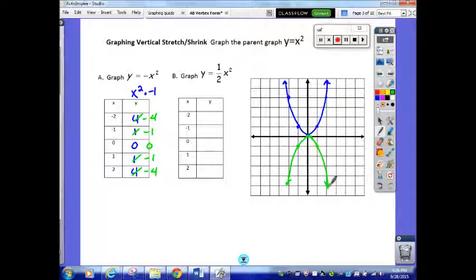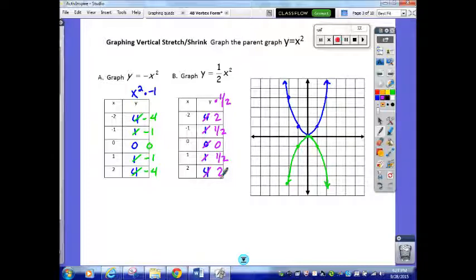All right, let's look at what happens when we have A as something else. Let's look at A of 1/2. I still want to start off with my parent points. So I'm still going to start off with my 4, my 1, my 0, my 1, and my 4. But this time we're going to multiply all these values by 1/2. So 4 is going to become 2, 1 is 1/2, 0 stays 0, 1 is 1/2, and 4 becomes 2.